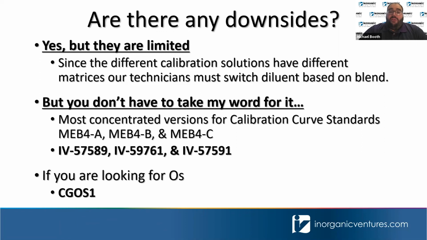But you don't have to take my word for it. We do have the most concentrated versions of these calibration curve standards. We've been calling them MEB 4A, 4B, and 4C. If you would like to try them, please contact us and ask for these IV lot numbers, or these IV solution numbers, I should say. And if you're looking for osmium, again, osmium is all by itself, so that's just our custom grade osmium. It's the most accurate osmium standard that we have on the market, and we're making improvements to it even now.